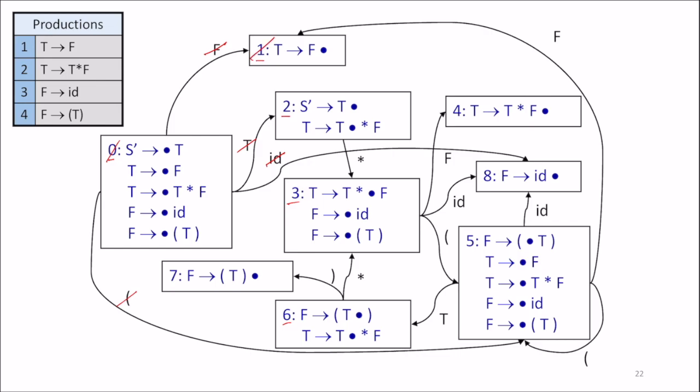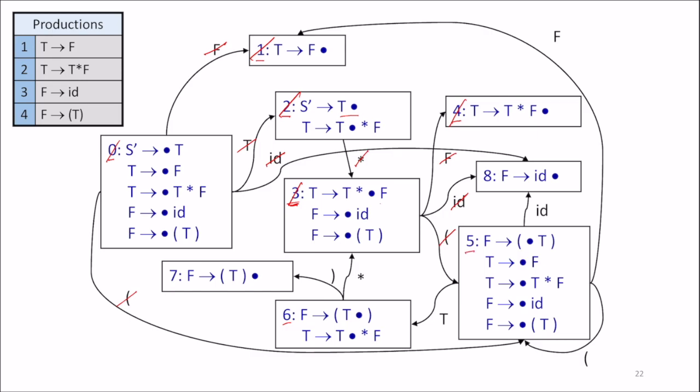Let's go to state 2. The dot is in front of the multiplication, and this one doesn't count because it's right at the end. Nothing new can come there. So we're done with 2. Let's start with 3. 3 has a dot before the F, so that's covered. Before the ID, that's covered. Before the open parenthesis, that's covered. Let's go to 4. So 3 is done. 4, the dot is right at the end, nothing to be done.